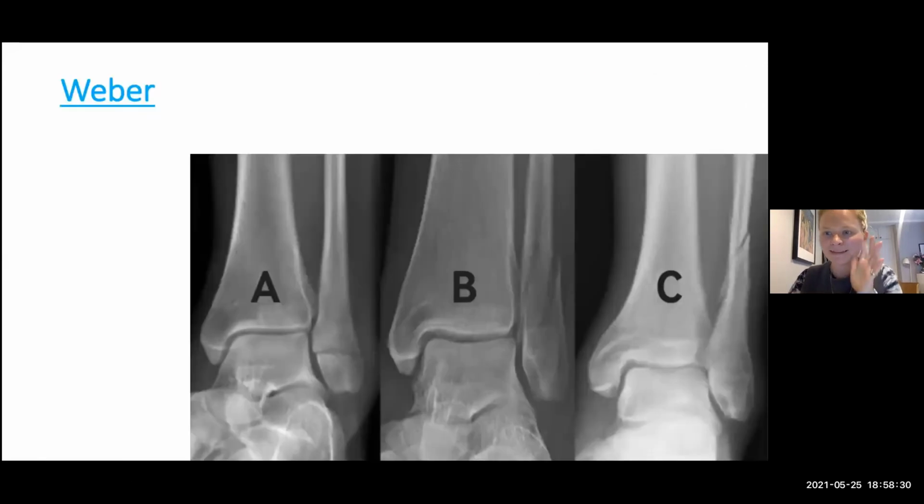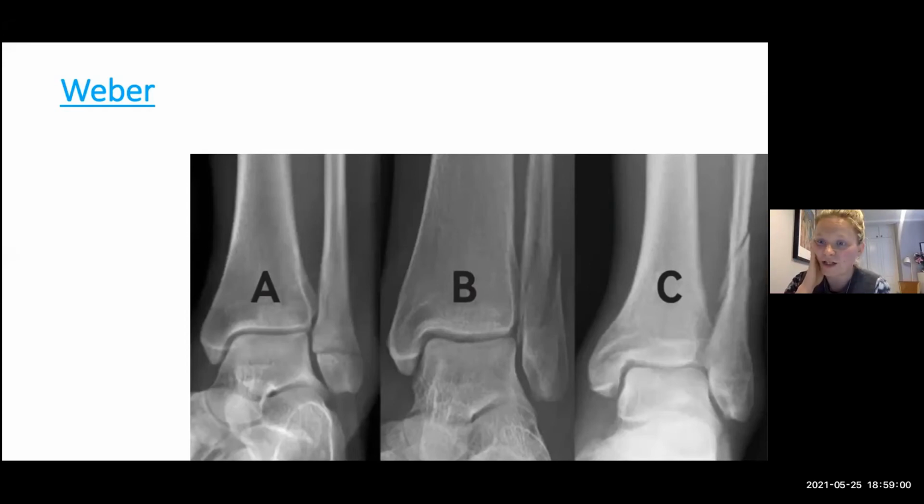So this is the big one. These are the Weber classifications, A, B, and C. I'm going to spend the next few minutes going through each of the fracture patterns, as well as talking you through some of the management options that we have for them. So again, these X-rays are mortise views, AP, of the left distal tibia and fibula, left ankle joint.